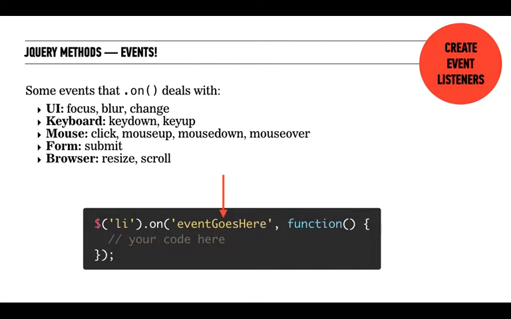You can select whatever you want to work with, and then you can do key down, key up, mouse down, mouse over. If you have a form, you can do if the user submits that form, do something, whatever you want. You'll just replace whatever goes in here with one of those.